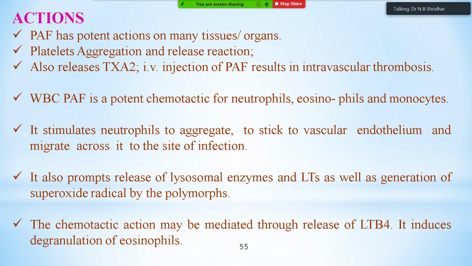So PAF is released and it prompts the release of a variety of lysosomal enzymes and leukotrienes, causing different mechanisms, especially generating the superoxide radical by all these polymorphonuclear cells. The chemotactic action may be mediated through the release of leukotriene B4, and it induces degranulation of the eosinophils.